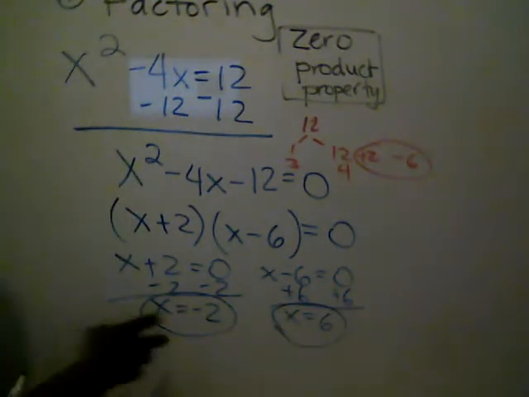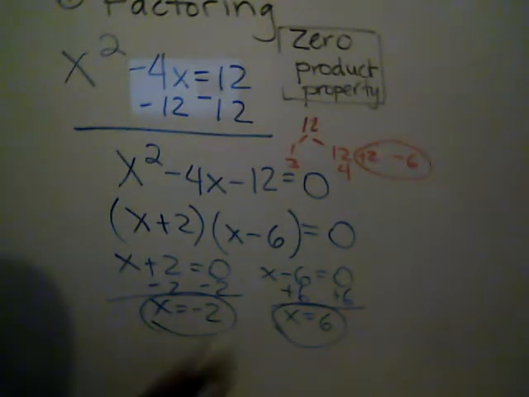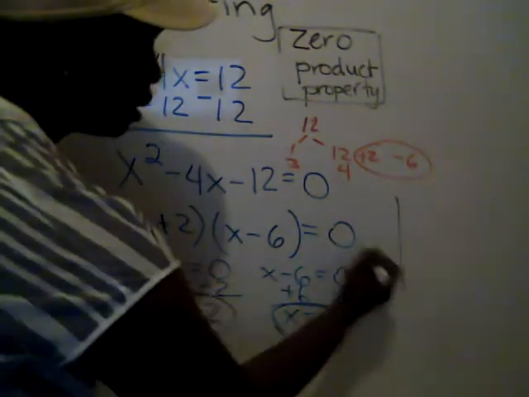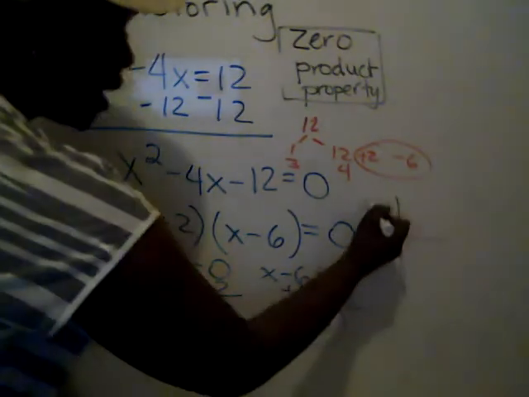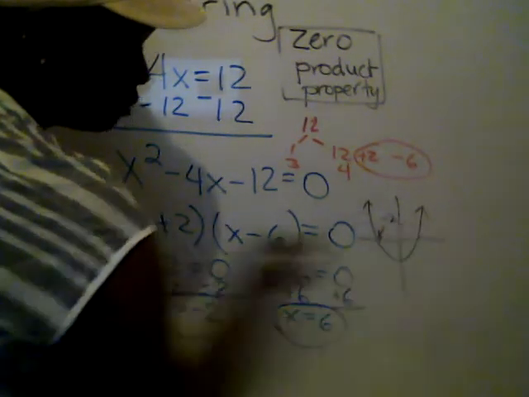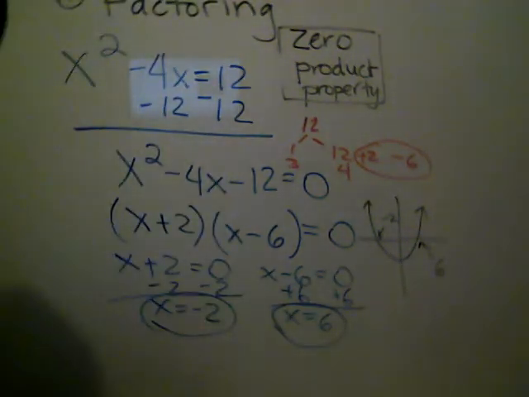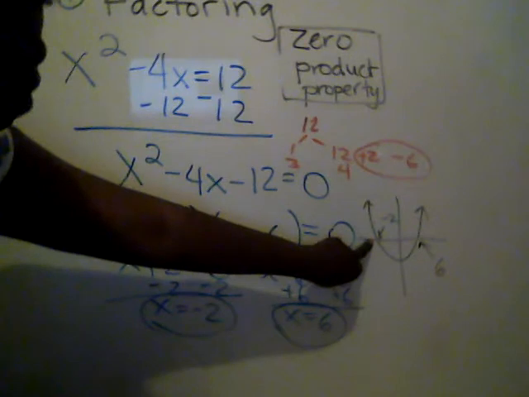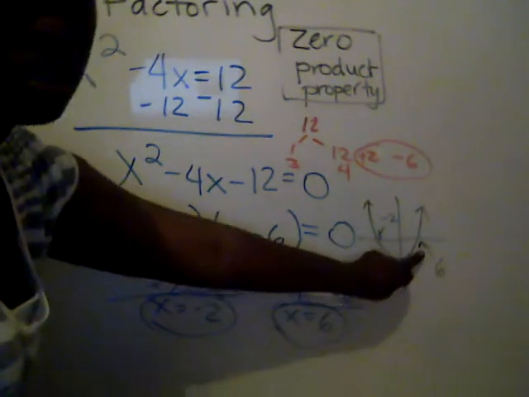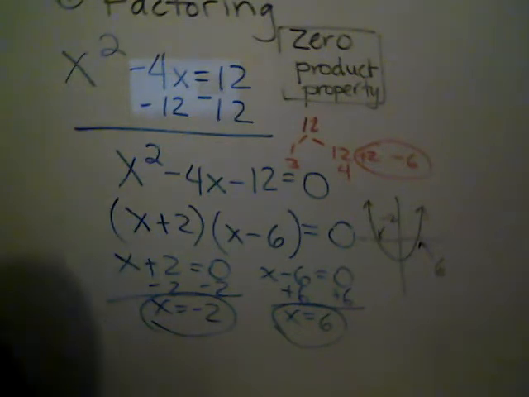So what does that actually mean? We get -2 and we get 6. What that means is we had some type of parabola, let's say like this, and it is crossing at -2 and it's crossing here at 6. So that's what those mean. That would be one zero or one solution, and that would be the other. So -2 and 6 is what those numbers mean. So that's the factoring method.